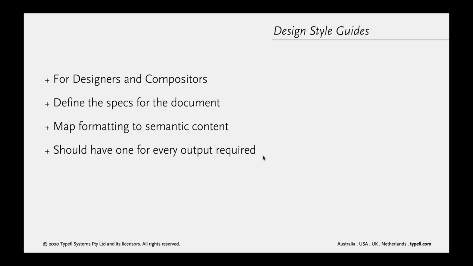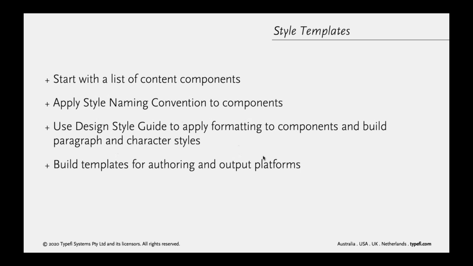Once you have your style naming convention, your style guides, you're ready to create a style template. A style template is where all the information you've discovered about your content so far is put together so you can practically apply it. After doing your content analysis, you should have a list of all the different content components you create. You can use your semantic naming convention to name all those components, and then use your design style guide to apply formatting to those components.